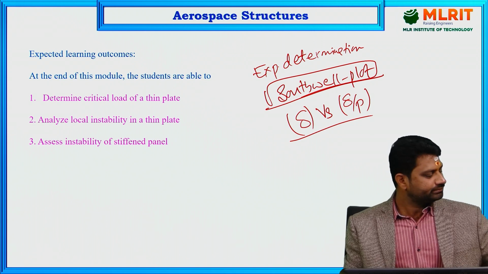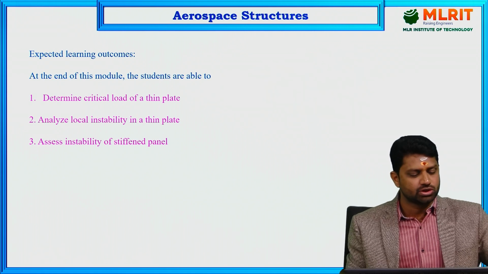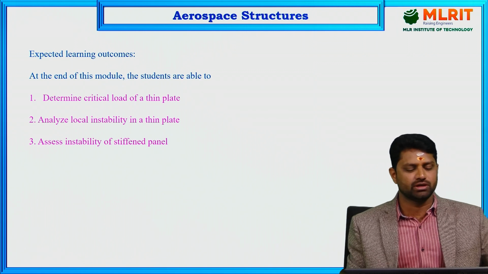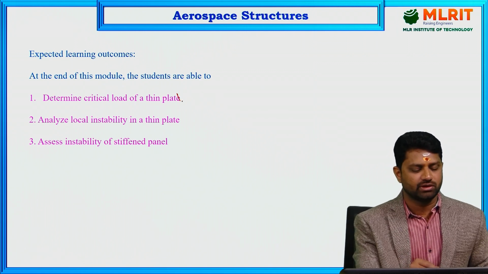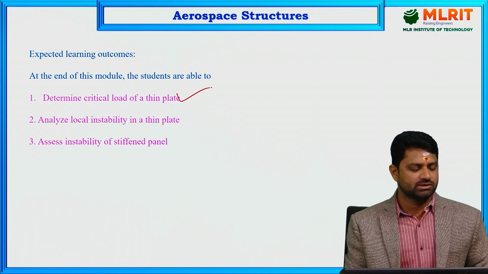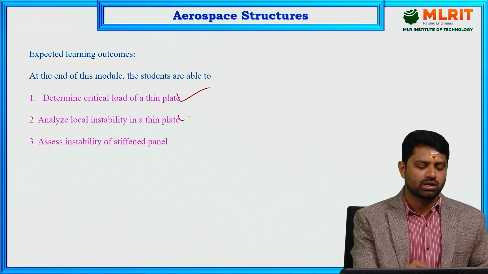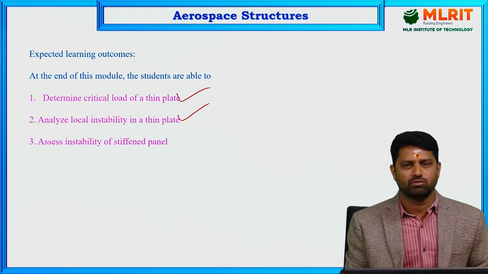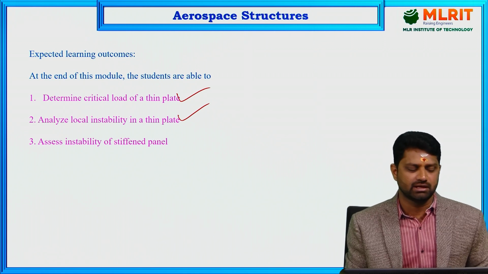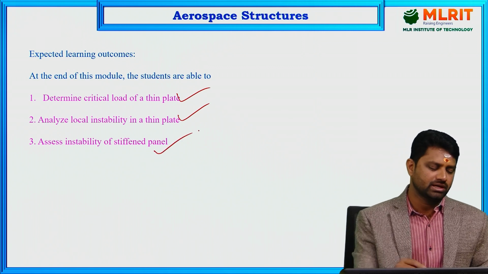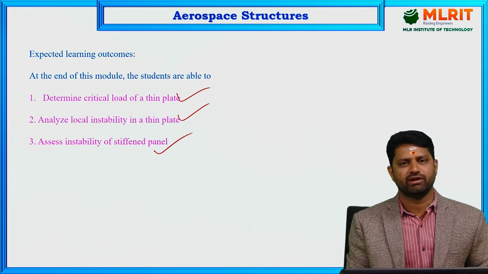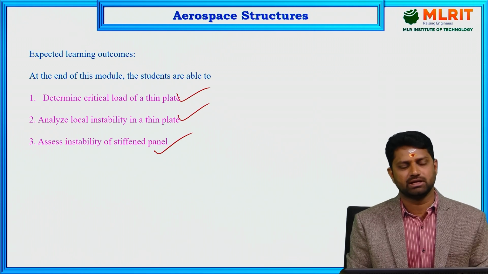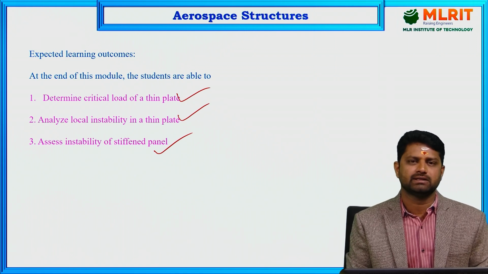Now, if you look at the learning outcomes in this module, at the end of this module the students are able to determine the critical load for the thin plate, and analyze the local instability in a thin plate. What is instability, what is local instability, and what are the different types of local instabilities that are available. And then we are going to assess the instability in the stiffened panel. The normal panel will be there, and we are going to see what the stiffened panel is and what instabilities occur in the panels.